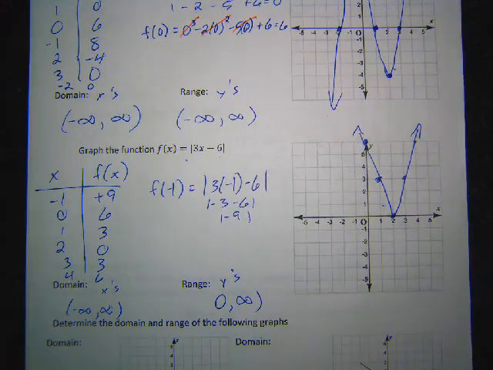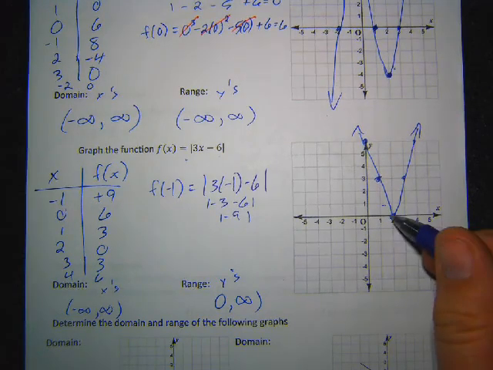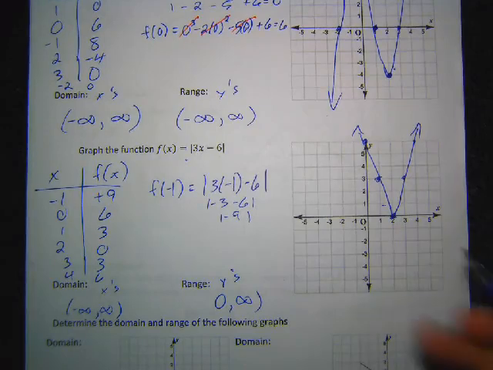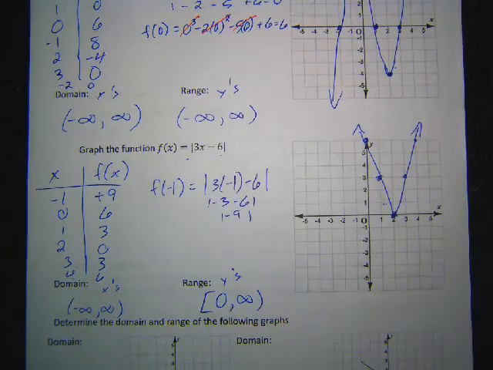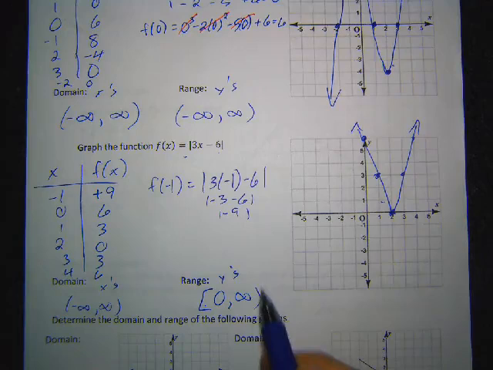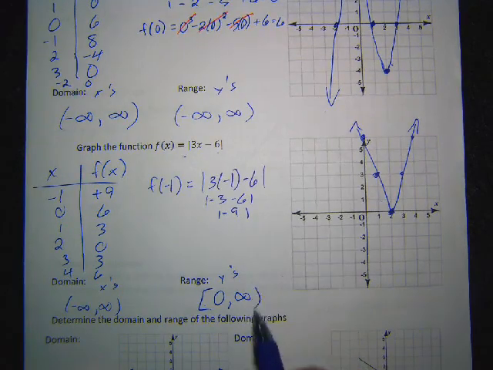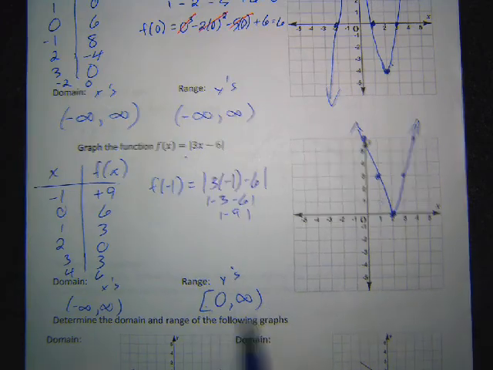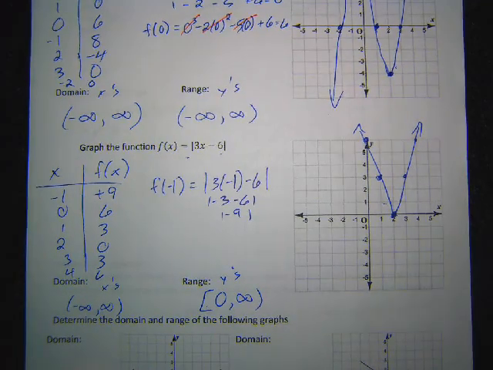Infinity is always parentheses. But since we actually reach 0 here, we actually can reach a 0. We don't miss it. We're not close to it, but we actually reach it. We use a bracket. We always use these square brackets for numbers you reach. We use these parentheses for numbers you can't quite reach. So that would be the range for that function.